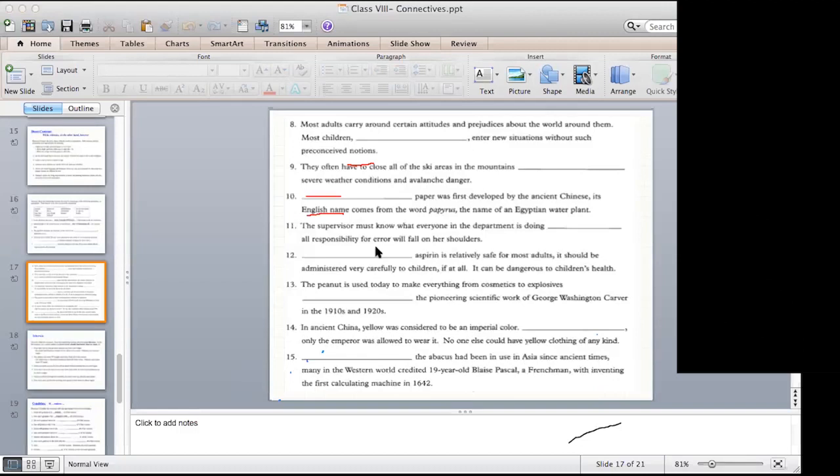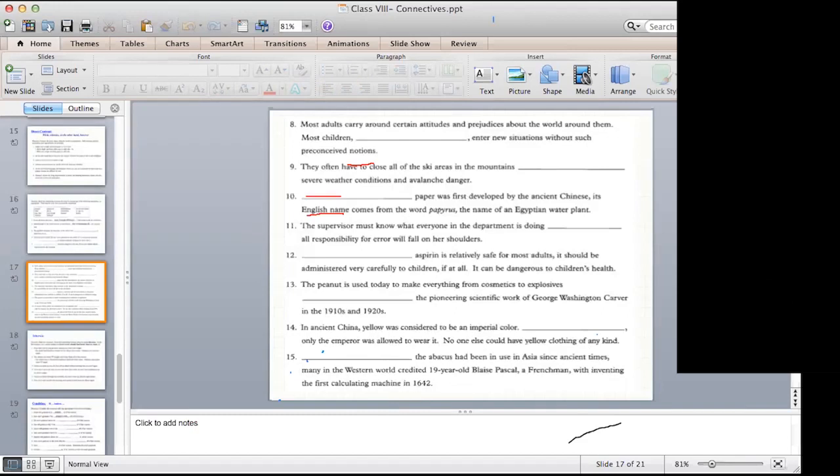Okay, so the abacus had been in use in Asia since ancient times, comma, many in the Western world credited the 19-year-old Blaise Pascal, a Frenchman, with inventing the first calculating machine in 1642. Now here we have some contrast. What is the contrast? The abacus had been in use in Asia since ancient times. It was working, but the credit, what the people recognized and credited, was this guy, the Westerner Blaise Pascal.